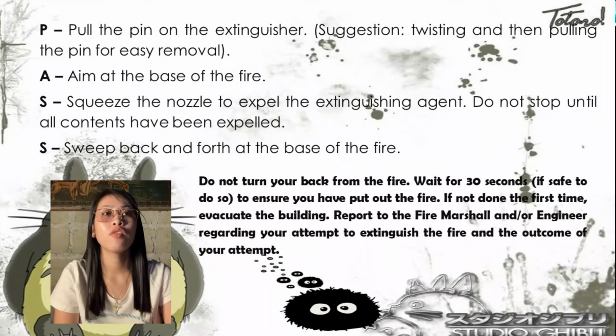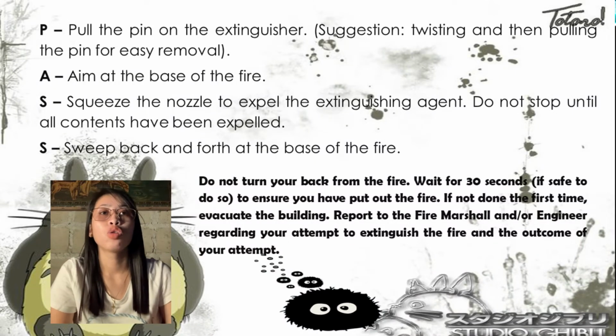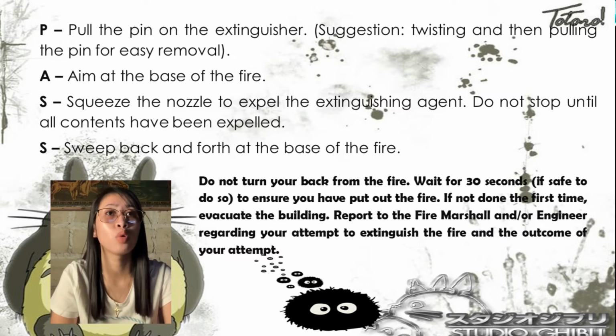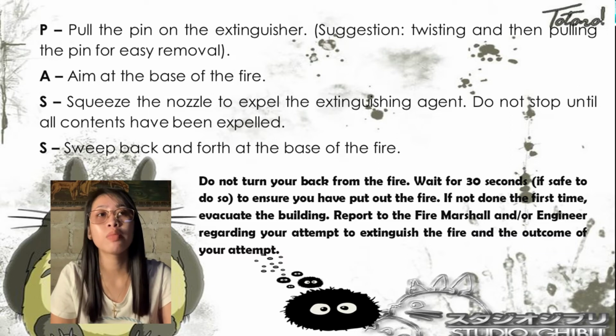So next we have the steps in using a portable fire extinguisher. The abbreviation PASS means P for pull the pin on the extinguisher, or the suggestion, twisting and then pulling the pin for easy removal. And A stands for aim the base of the fire. S, squeeze the nozzle to expel the extinguishing agent.